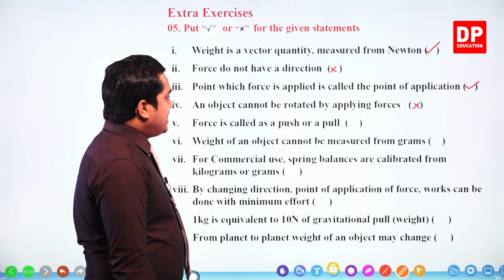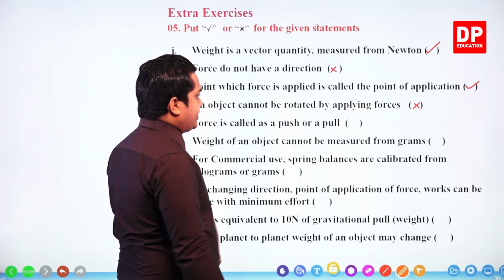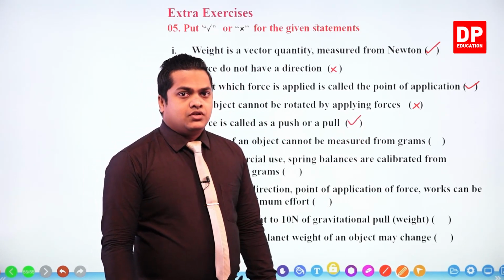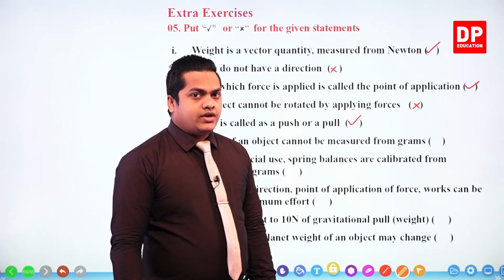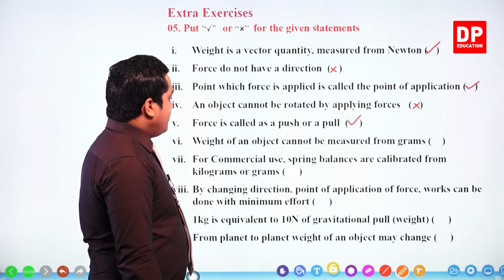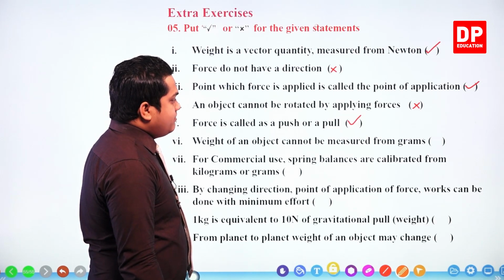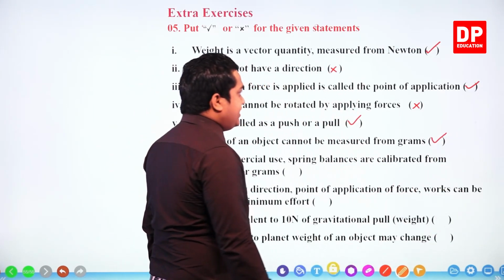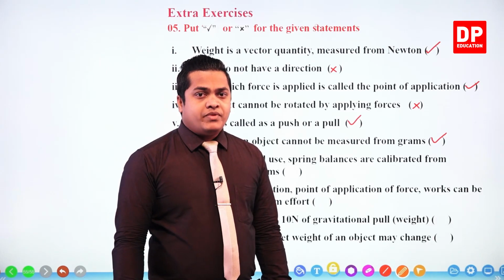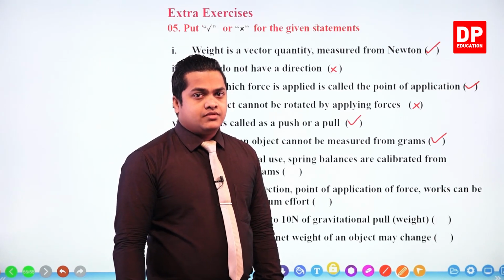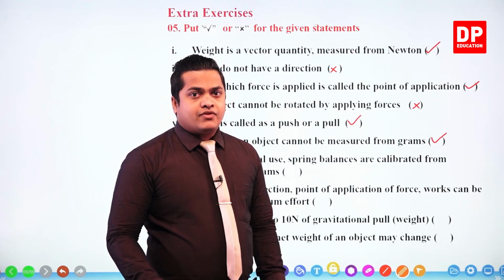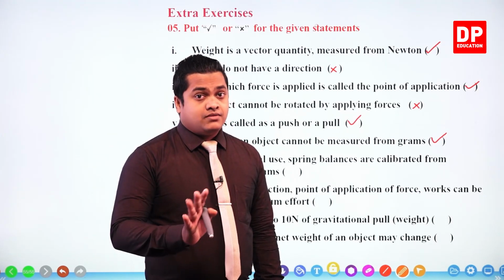Force is called as a push or a pull. Correct. That's the obvious definition for a force. It is a push or a pull. Correct. Weight of an object cannot be measured from grams. It's correct. How can we measure the weight by using grams? Weight is a force. So we have to measure it from newtons, not from grams. However, commercially, Newton spring balance is calibrated from grams in order to measure the mass, not the weight.